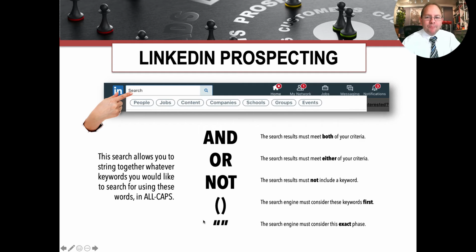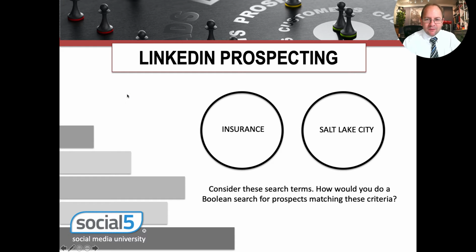So if you're doing a Boolean search, this goes up in the search term box, okay? You'll type in the keywords, and I'll show you what that looks like in terms of a Boolean that will get you what you're looking for. So we'll use this as an example. We have insurance, and we have Salt Lake City, and we want to find people that have these keywords.